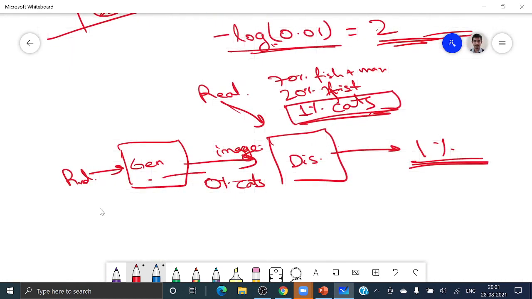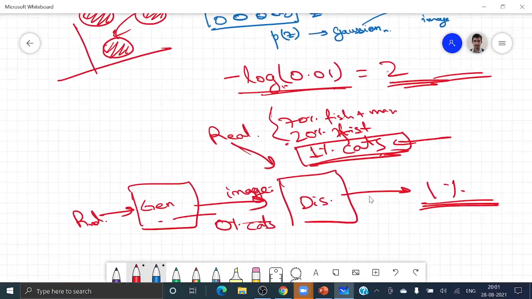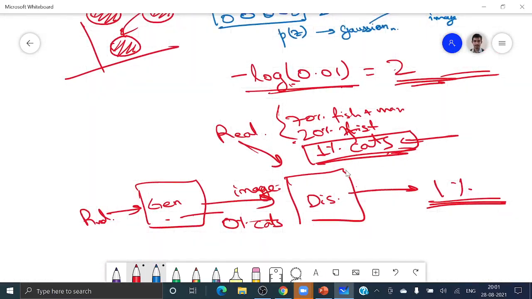Therefore, it is okay for the generator to ignore these low probability modes, that there are no images of cats and I'll just not generate cat images. And it can focus on these two modes, the 70% and the 20% modes, instead of having to bother with the low density modes.